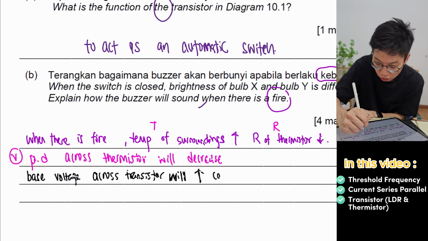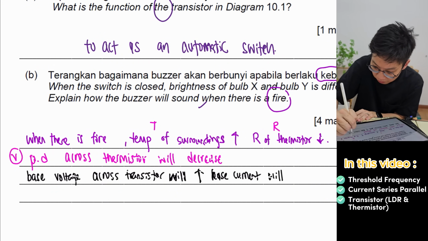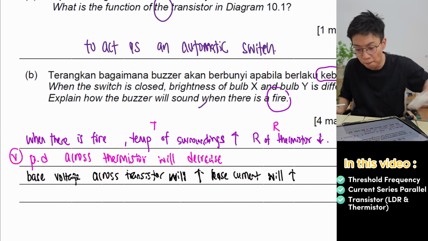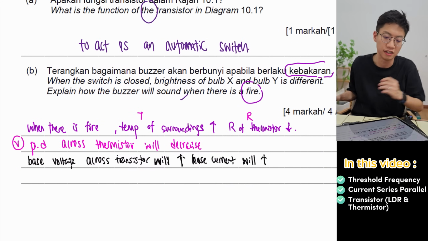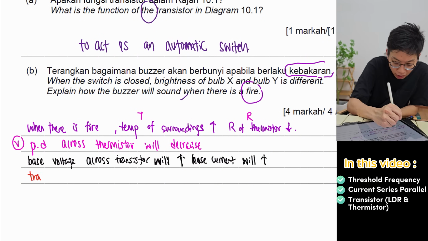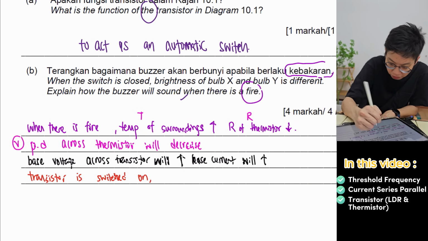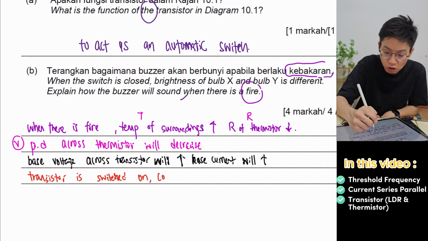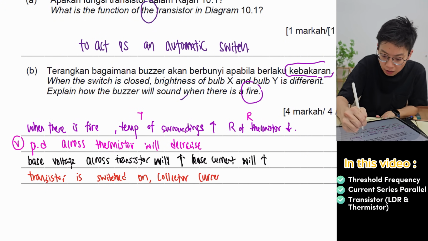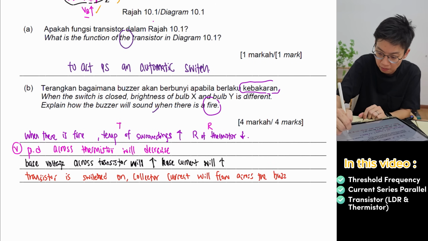Then we will say that your base current will increase. Okay, when your base current now increases already, then what happens? Then we will say that your transistor is switched on. So when your transistor is switched on, then your collector current will flow across the buzzer. Then the buzzer will ring.